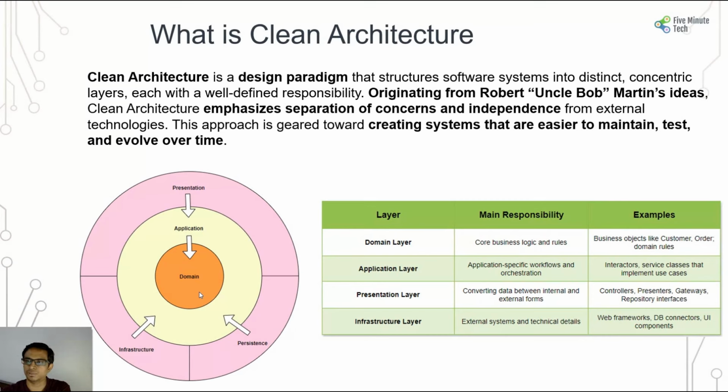The domain layer has the core business logic and the rules, and the business objects like customer, order, and domain rules are present in it. The application layer, which is on top of the domain layer, contains the application specific workflows and orchestration, for example your interactors and service classes that implement the use cases. The presentation layer is mostly about converting data between the internal and external forms: the controllers in the APIs, your MVC razor pages, presenters, gateways, and the repository interfaces are present in this layer. The infrastructure layer is the external system and has the technical details.